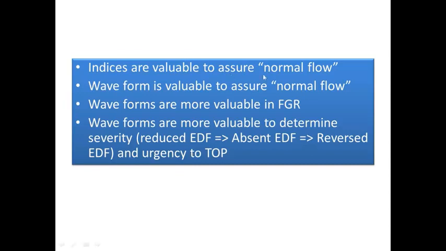So indices and waveform are valuable to assure normal flow, and they are more valuable if there is fetal growth restriction, increased placental resistance, oligohydramnios, infection, or some condition which increases the placental resistance. In cases of fetal growth restriction, the waveforms are very valuable to determine the severity. The severity moves from reduced end diastolic flow to absent end diastolic flow to reversed end diastolic flow, and the urgency to terminate pregnancy.